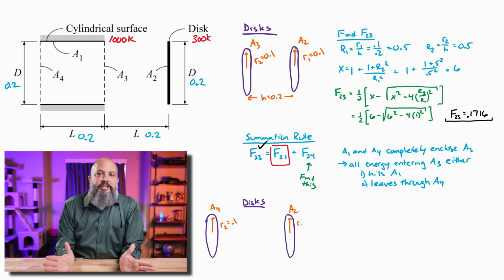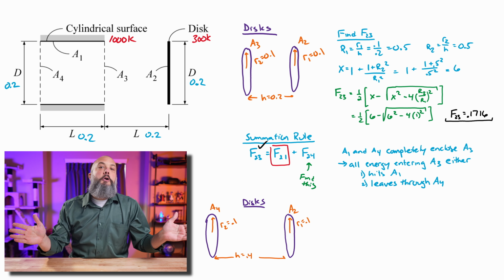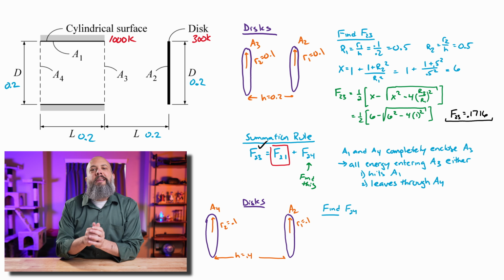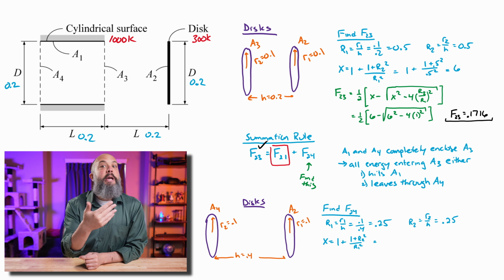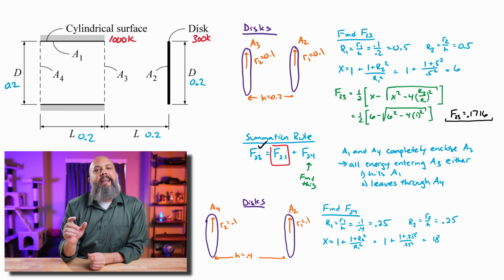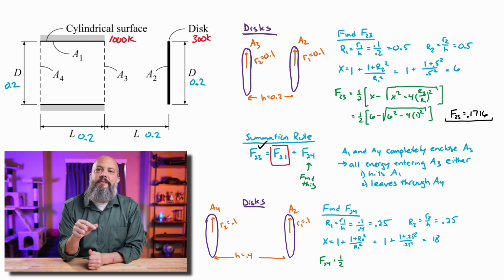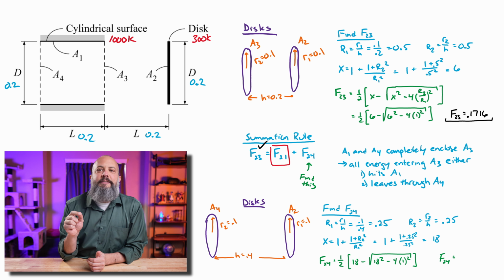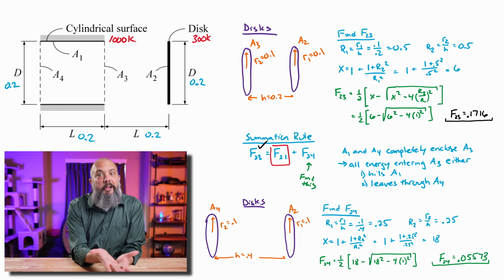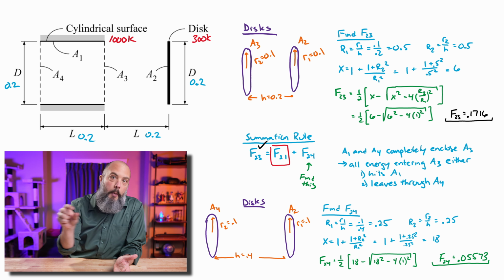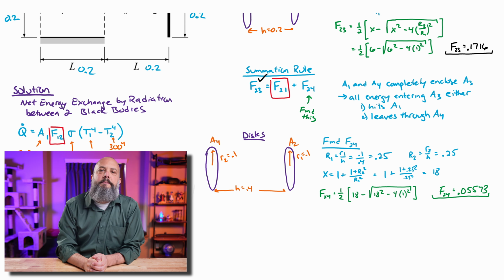So my two radiuses are still the same, 0.1, but I now have a longer value for H, 0.4. This makes my capital R1 and capital R2 terms smaller, only 0.25. My X term ends up bigger, 18, and then plug into the F equation for the shape factor, get a shape factor of 0.05573. And it makes sense that it should be smaller, right? Because a lot of the energy that enters A3 will hit the pipe. A smaller amount will pass all the way through.